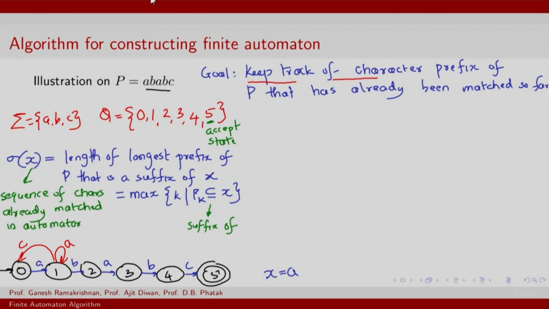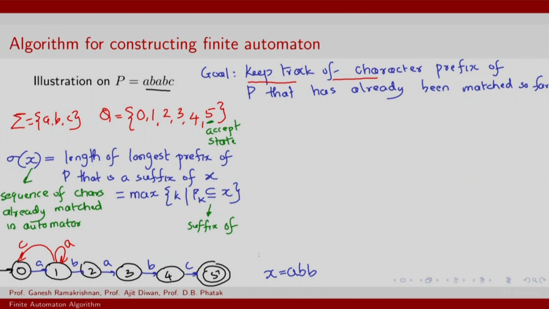And since there are no other options, I'll consider AB. Now suppose I add an A to this, string AB is what I have when I have reached state number 2, and if I add another A, I am on state number 3. If I see a B next, what do I do? Well, there is no transition possible. What is the length of the longest prefix of P that is a suffix of x?